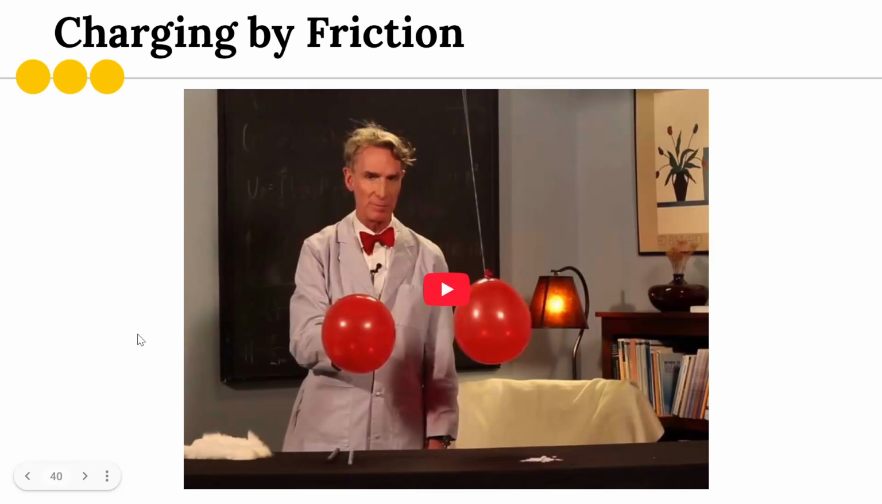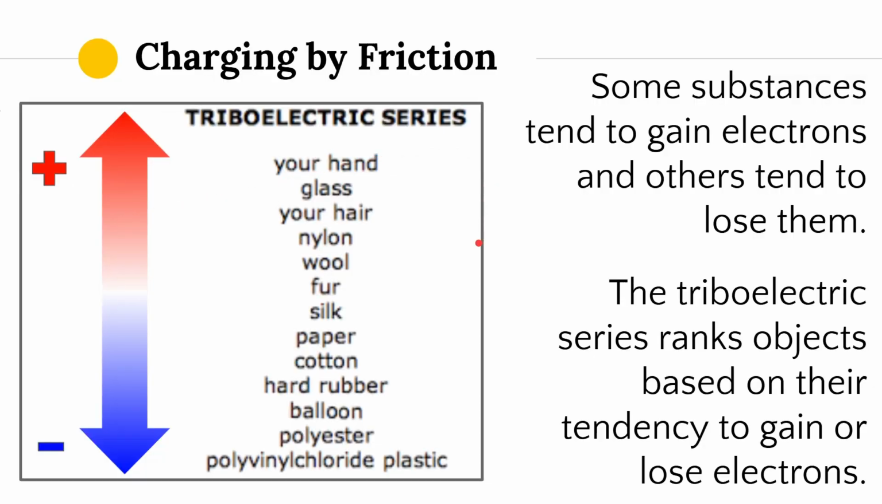Okay, so again, that's the same idea. You can charge up these objects by friction. Some of them tend to become positive, some of them tend to become negative. And again, you're still going to see that same opposites attract, like charges repel thing.